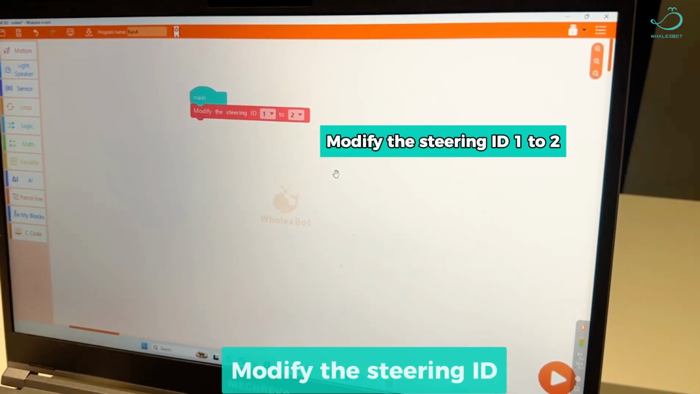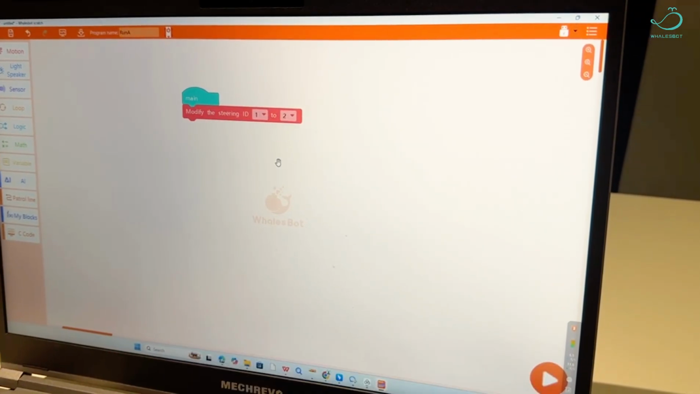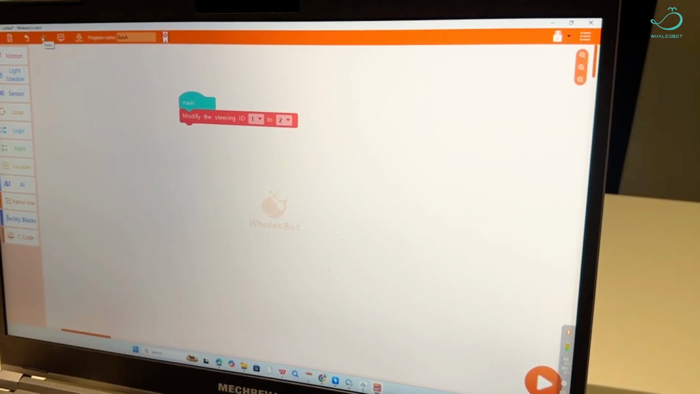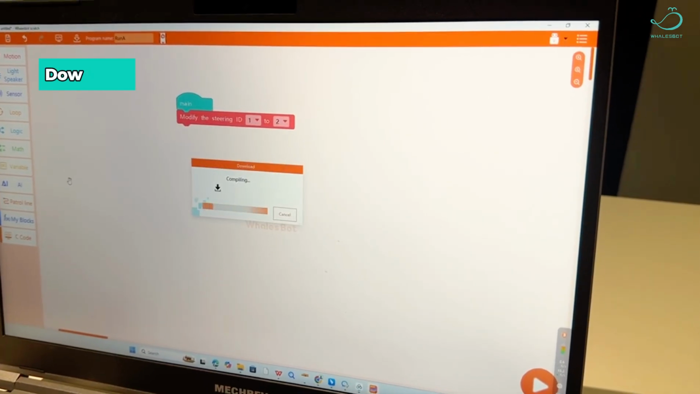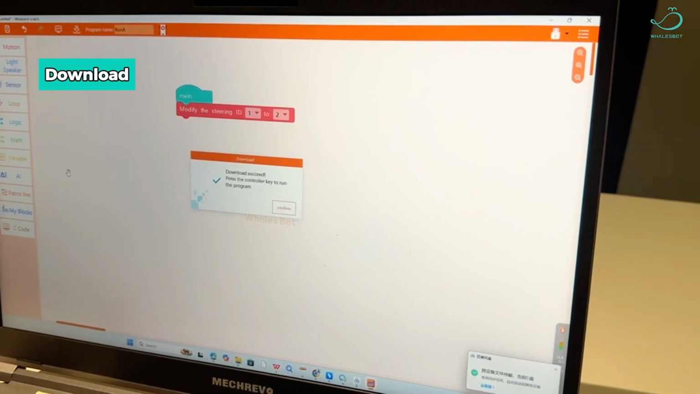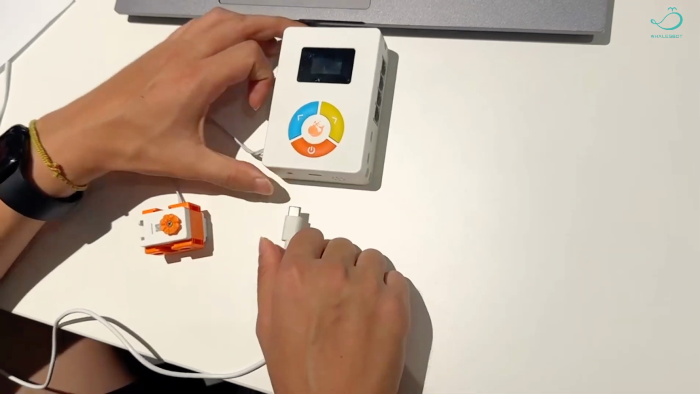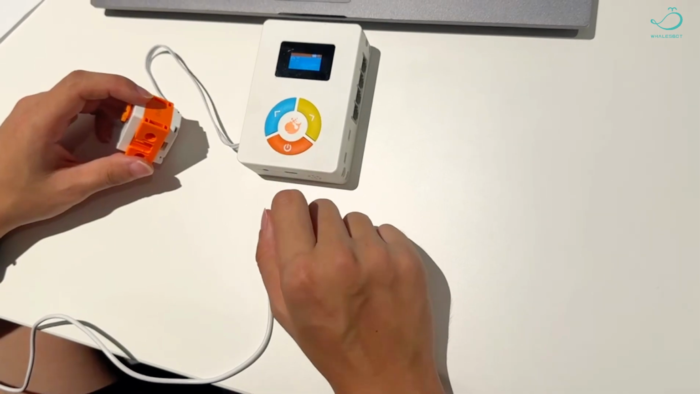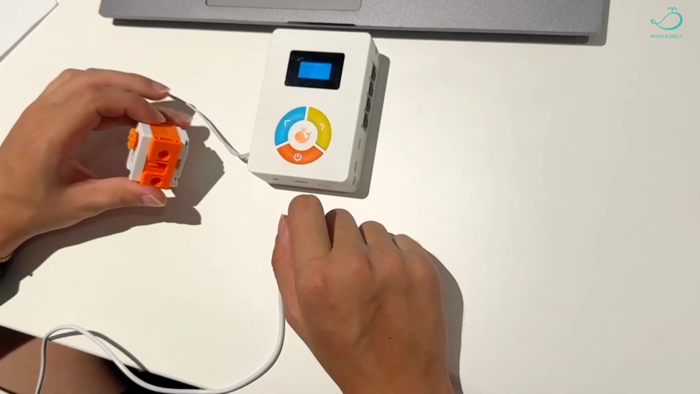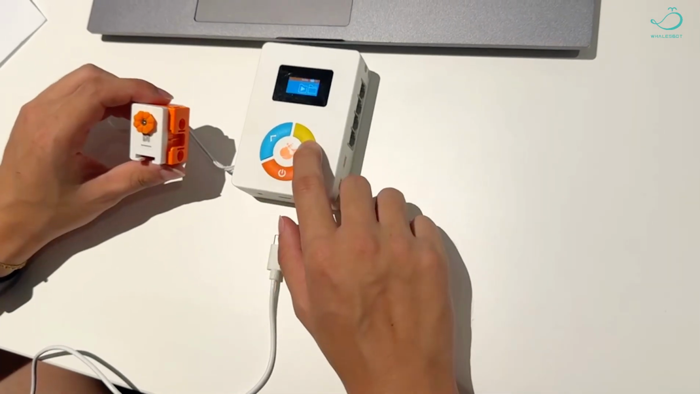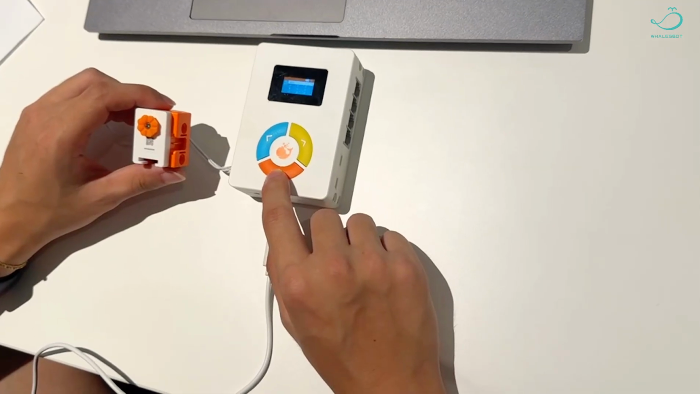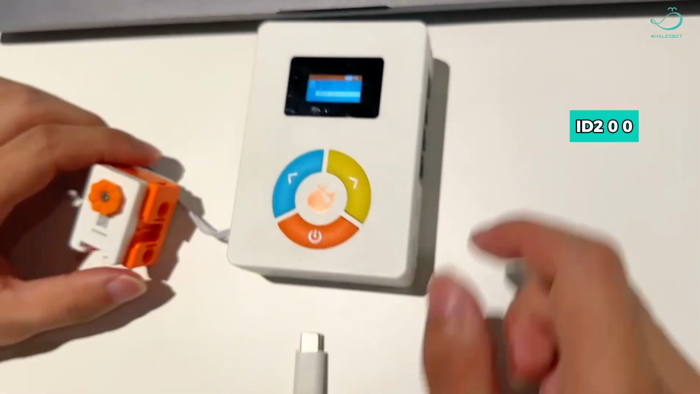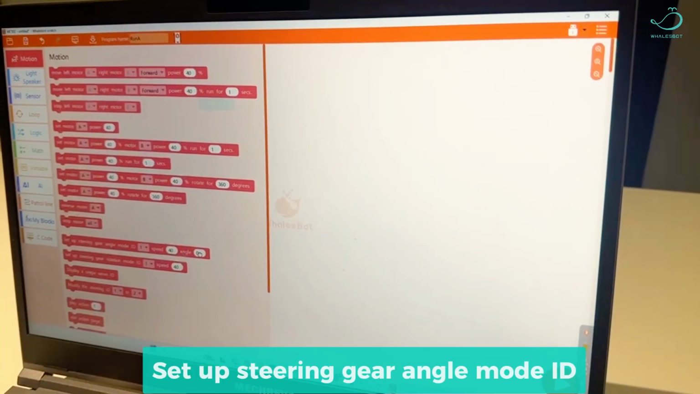Modify the steering ID. You can change the servo motor ID. Set up steering gear angle mode ID.